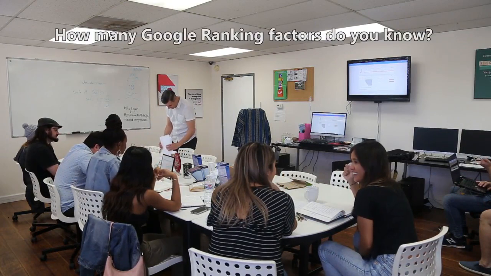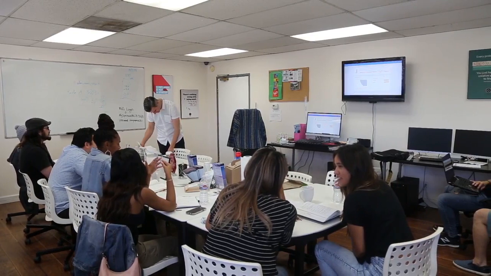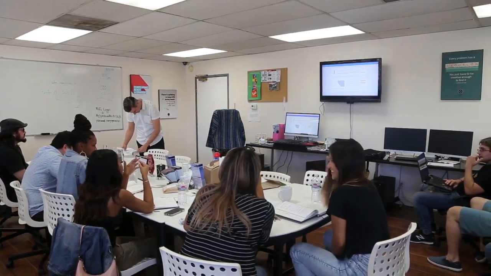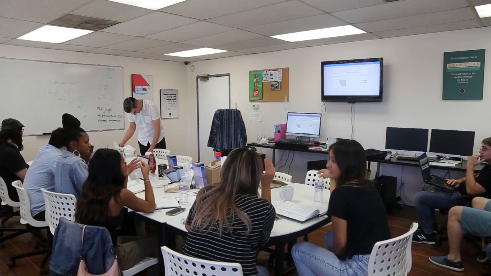So how many Google ranking factors do you guys know? Not many. 24. It's hard to name them all. I know there's many. Three, 6, there's 5. 24.